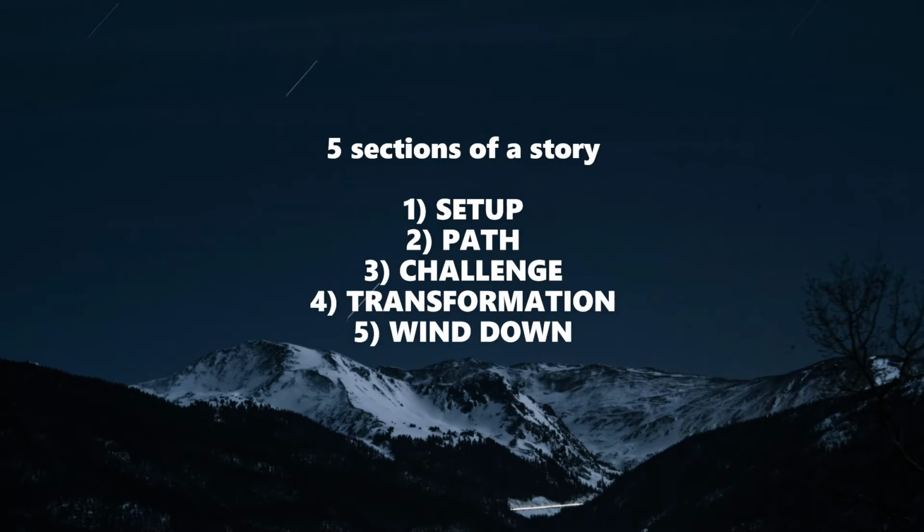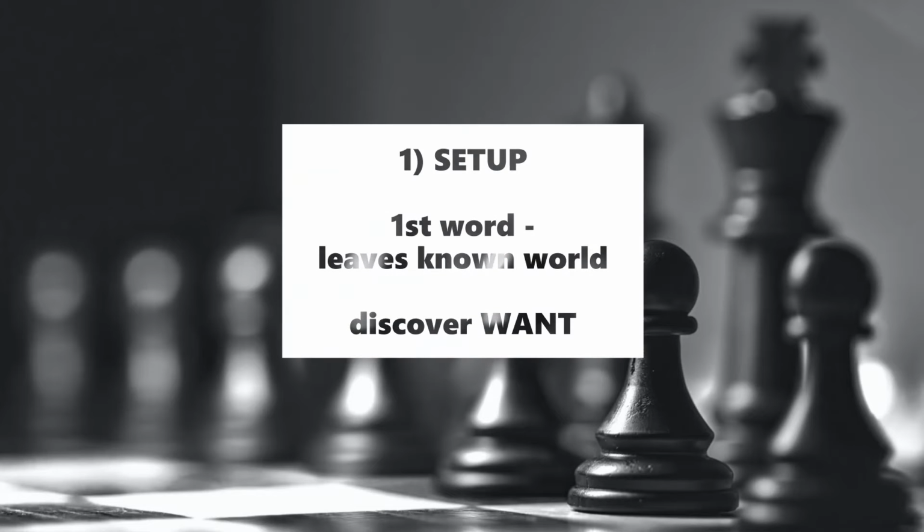So, we've got the setup, the path, the challenge, the transformation, and the wind down. These are kind of 5 different sections of the story where you will tell us who the character is, what it is they want, why they can't have it, what they do about it, and then what changes. So the setup, when does this begin? Well, the setup, this first part of the story, it begins with the first word of your story, and it ends as the main character or the potential hero leaves their known world and enters the unknown world.